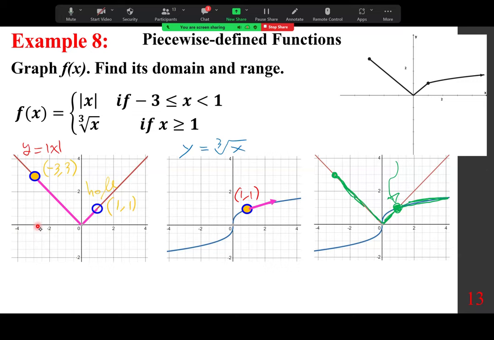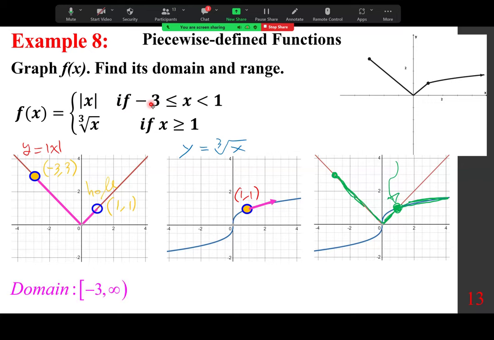So, therefore, what is the domain? Well, the domain is all real numbers, except it stops here or here. So from negative 3 to infinity, because to the left of negative 3, nothing is defined. So the domain starts from negative 3, including negative 3, and goes to infinity.